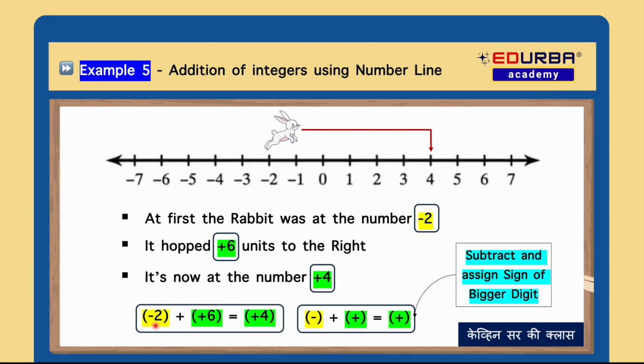But when we have a combination of plus and minus, we have to be very careful. In this example, when we have the combination, instead of adding them, we need to subtract them. And the sign of the bigger number will be the sign of your answer. So in this case, we have minus 2 and plus 6, and we are adding them. So which is the bigger number? 6 is the bigger number. 6 has a sign of plus, so the answer will also have the sign of plus. And then we have to do 6 minus 2. 6 minus 2 is 4, and that's how we got the answer as plus 4.